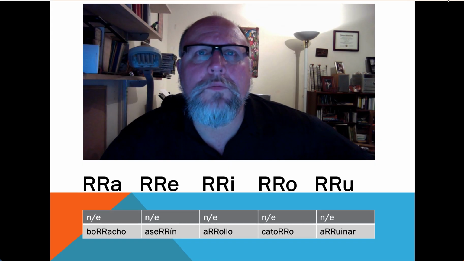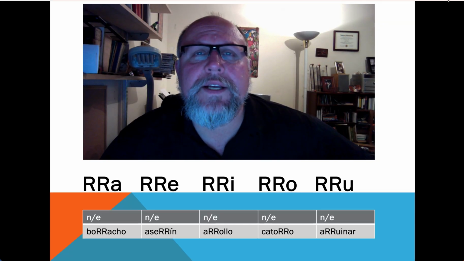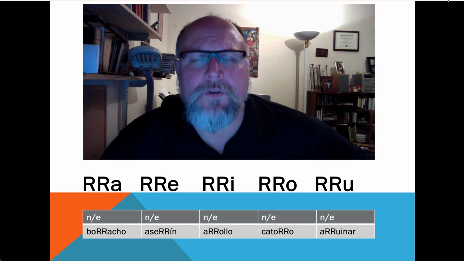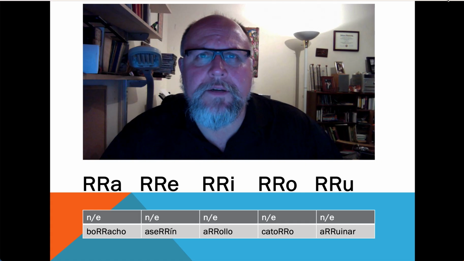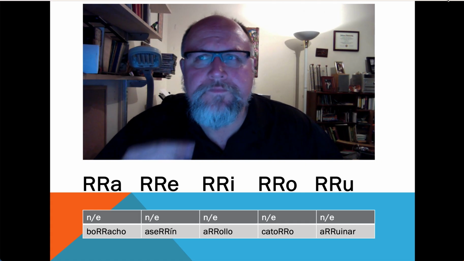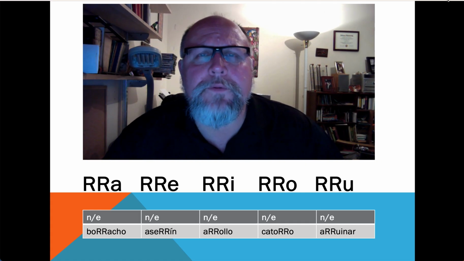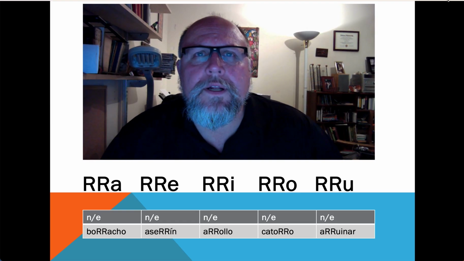So the first word, borracho, borracho. Aserrín, aserrín. Arroyo, arroyo. Catorro, catorro, arruinar, arruinar. You'll have to practice this letter R. Force of air over the top of the tongue. Put it lightly behind that ridge and force air over it. Like that.